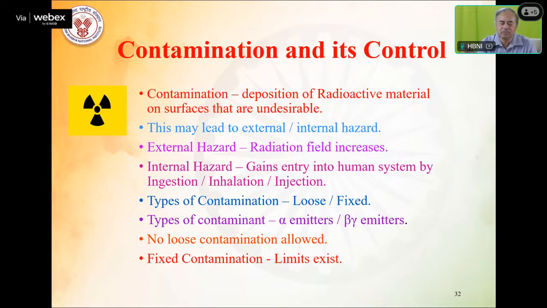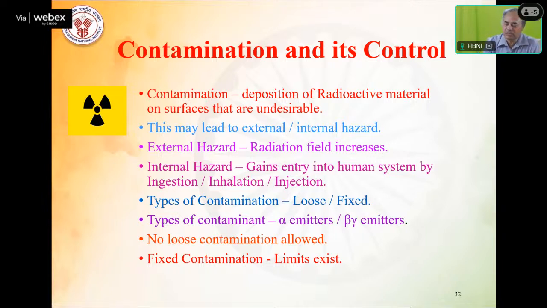Contamination is the deposition of radioactive material on surfaces where it is undesirable. We have seen that. This may lead to an external or internal hazard. We have seen the external hazard, where the radiation field increases. Internal hazard means some activity gains entry into the human system. That can happen either by ingestion, inhalation, or injection, like your corona jab. Inhalation, if something is there in the air, you inhale it. Ingestion, you swallow it, or you absorb the radioactivity through your skin.